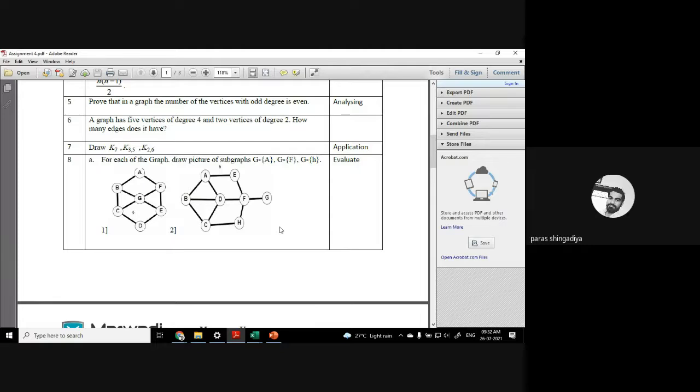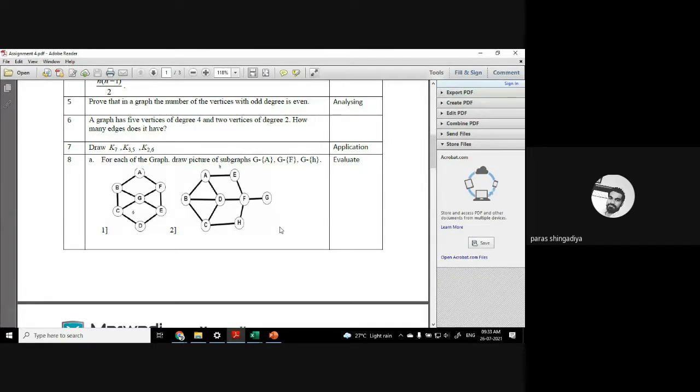Now try question number 8. In that you have to draw the subgraph. Two graphs are given, 1 and 2. Both are known as G. Here you have to create a subgraph by using the deletion of a vertex: G minus A, G minus F, and G minus H. G minus A means the graph is known as capital G, and you have to delete the vertex A from this graph.